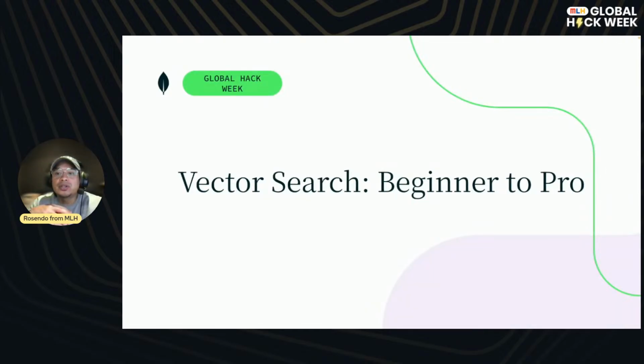Basically, we're going to be talking about a search technique called vector search that allows us to search using the same language that you'd use to describe your thoughts, your emotions, and feelings, also known as natural language.